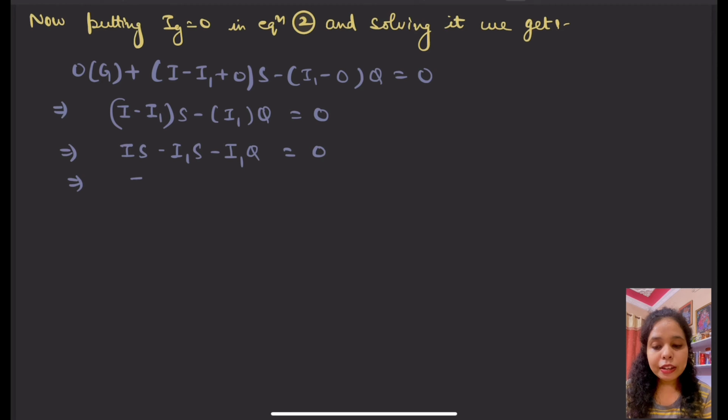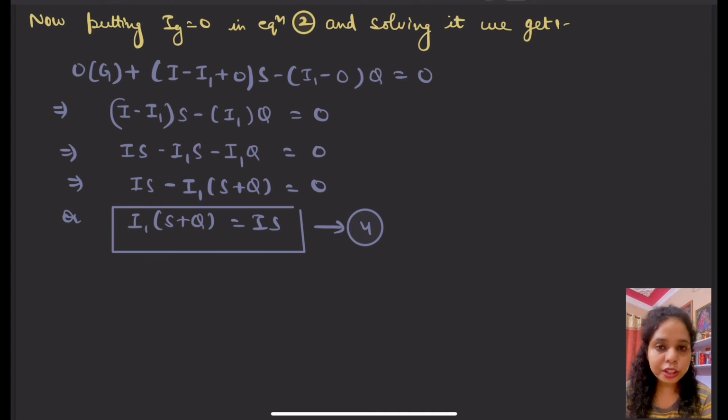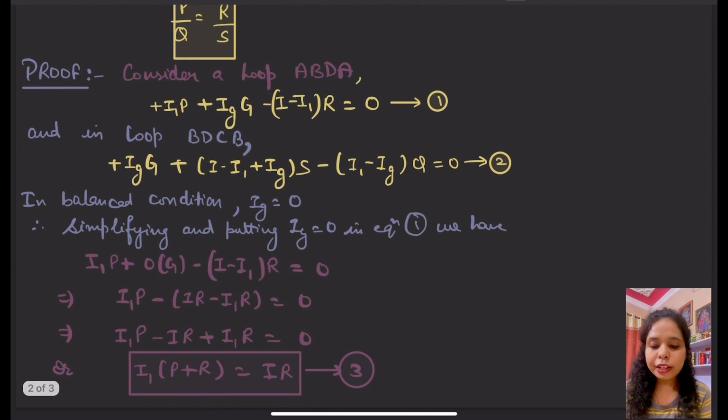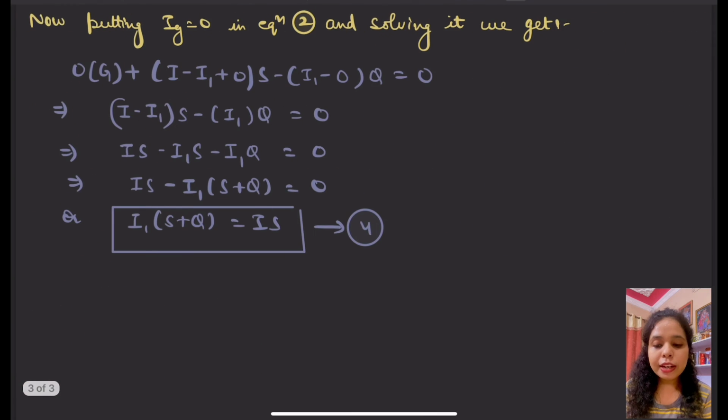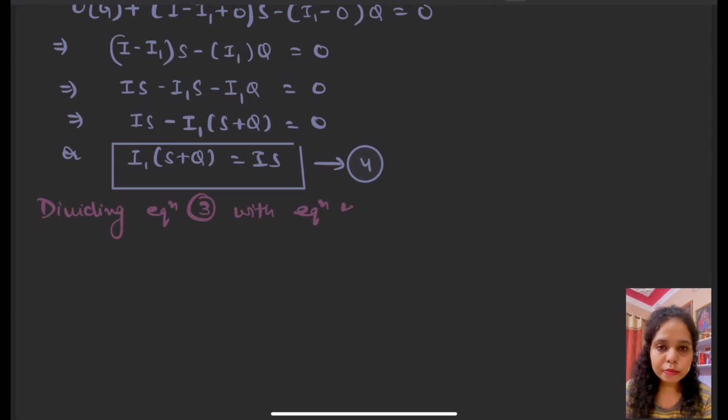Again, we can take minus I1 common. So we are left with S plus Q is equal to 0. Or we can say I1 into S plus Q is equal to IS. So this is the second equation which is simplified and it turned out to be the fourth equation. Now we have the third equation and fourth equation, and instead of rewriting the third equation, we will divide equation 3 with equation number 4.